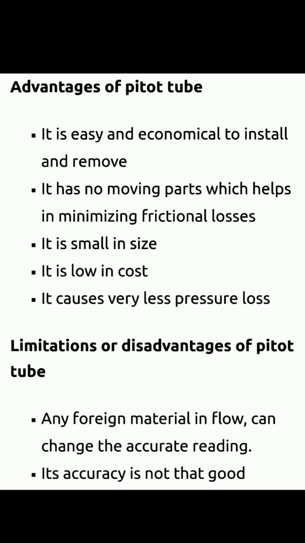Limitations or disadvantages of the pitot tube. Mainly we have two types of disadvantages. If any foreign particles flow with the flowing medium, it changes the accuracy of the reading, because the diameter of the pitot tube is very small. If any obstacle comes with the water flow and blocks the inlet of the tube, then we do not get good accuracy in the measurement.